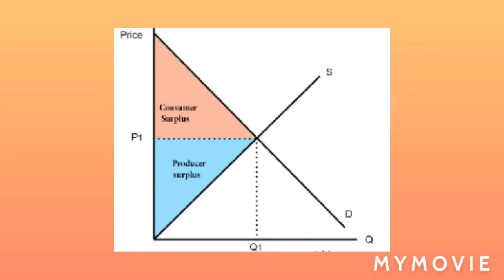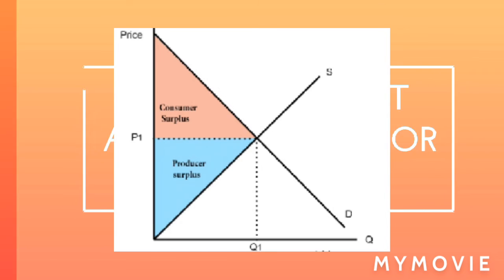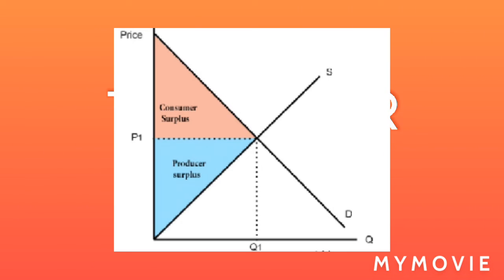Now, we find our consumer surplus below the demand curve but above the equilibrium price. The pinkish area there is representing the consumer surplus, but the bluish area is representing producer surplus. So where exactly do we find producer surplus? We find our producer surplus below the market price but above the supply curve.